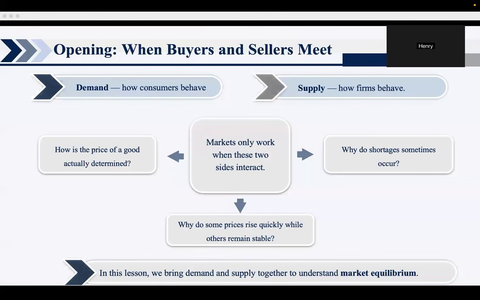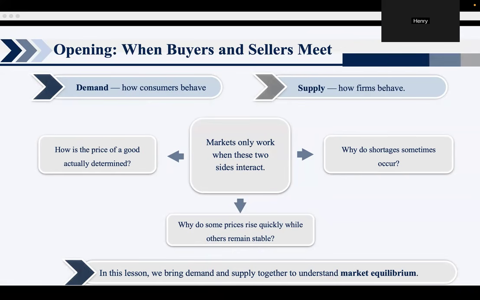Let's think about real markets. Why do shortages occur? Why do some prices rise quickly while others remain stable? Why don't prices just stay fixed? The answer lies in the interaction between demand and supply. In this lesson, we bring these two forces together to understand how markets coordinate decisions through prices.